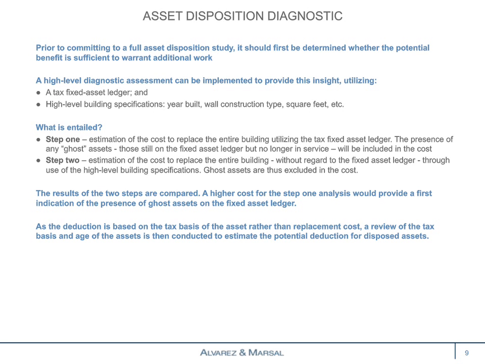What type of information is typically required? One, a tax fixed asset ledger. So number one, the first piece of information is something that's readily available. And that's a theme that you'll hear from us throughout the asset disposition diagnostic. Readily available information. Two, high-level building specifications. For example, year built, wall construction type, square feet. So again, information regarding the building that is readily available.